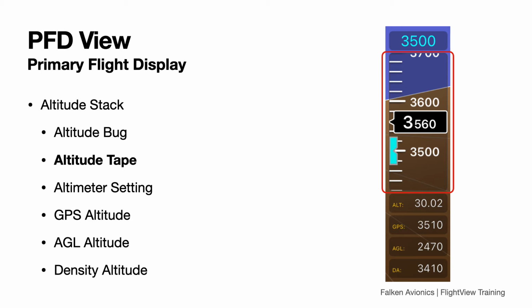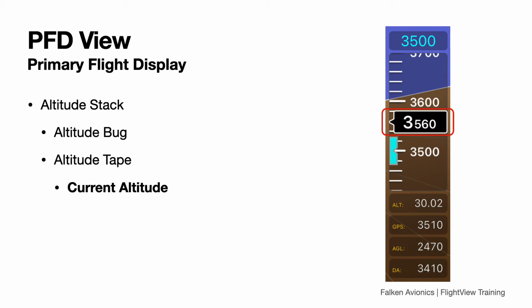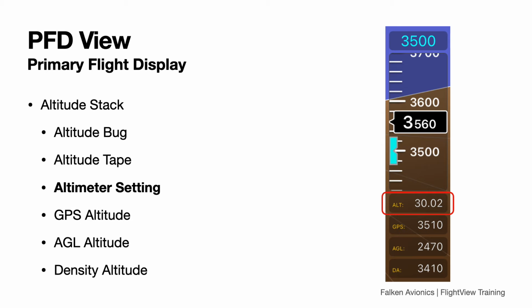The altitude tape, like its airspeed counterpart, moves up and down to indicate the altitude trend. The current altitude indicator shows your current barometric altitude in increments of either 10 feet or 10 meters, depending on the active altitude unit. This is the value FlightView uses for your MSL altitude and is based on the altimeter setting. Which is the next item down the stack?